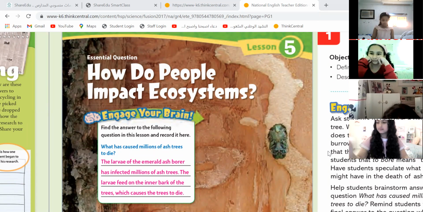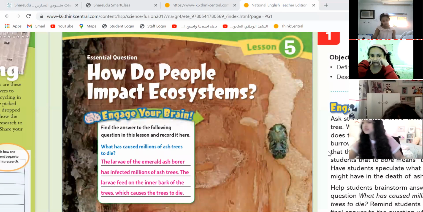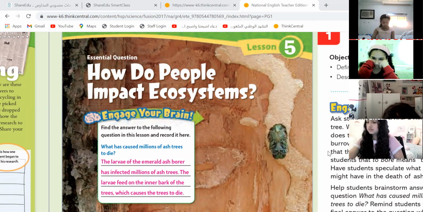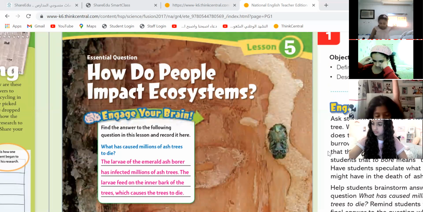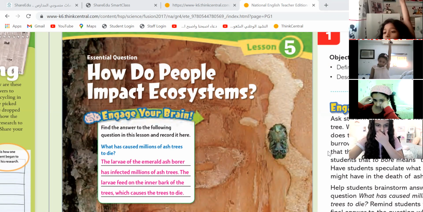Today we are going to learn about lesson 5. How do people impact ecosystems? What do I mean by impact? How do people interact with the ecosystem? How do they deal with it? How do they make it better? Or even if they are making it worse, how do they do that? We will learn how they affect the ecosystems around them.